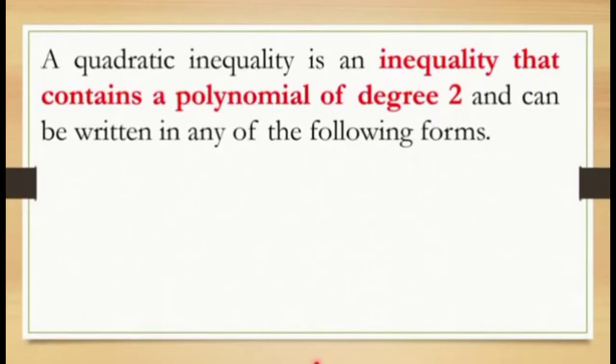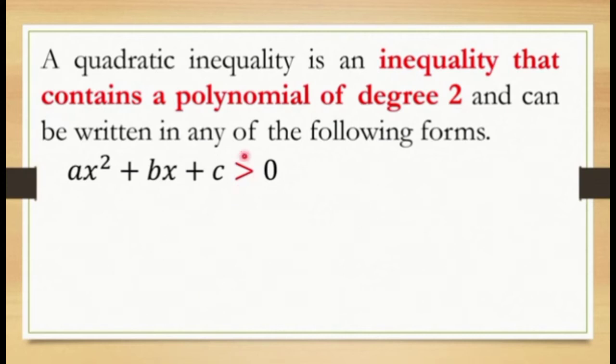So a quadratic inequality is an inequality that contains a polynomial of degree 2. When we say degree 2, the highest degree must be 2. The highest exponent must be 2. So tatandaan natin. And it can be written in any of the following forms. Ano-ano yon? So if you have ax squared plus bx plus c is greater than 0. So kapag nakita natin itong symbol na to, this is an example of quadratic inequality.